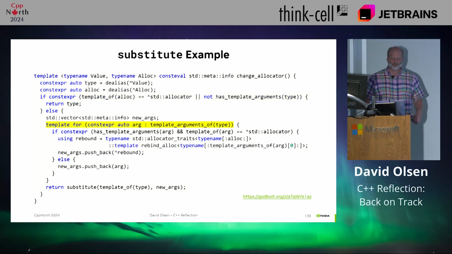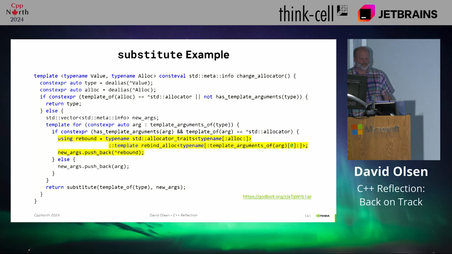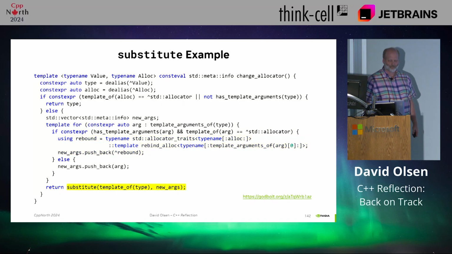If the arguments pass those checks, then iterate over the template arguments of the value type that was given to the container. If the template argument is a specialization of std allocator, replace it with a specialization of the desired allocator. The allocator traits rebind is necessary because the template arguments for the two instances of the allocator are different. Once the necessary adjustments to the template arguments have been made, the new value type is created by calling substitute.